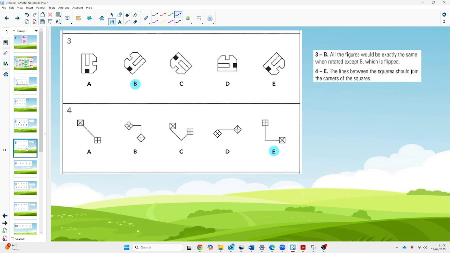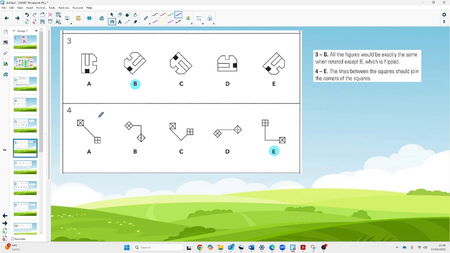Question 3, the answer is B, and this is a rotation question. A, C, D and E are all the same shape, so if you rotate them they'd all fit on top of each other, whereas B has actually been flipped, so that's why that one would be the odd one out.